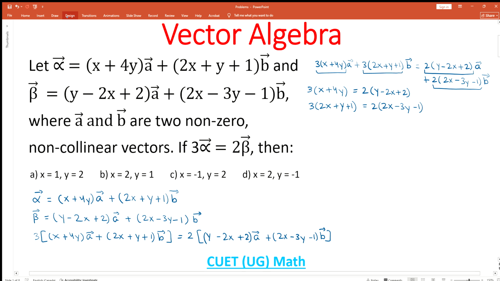We should simplify these two equations to get a linear system of equations for variables x and y. We need the equations for x and y because we have to find the values of x and y in this problem. Let's start with the first equation. We can distribute 3 on the left side and distribute 2 on the right side.